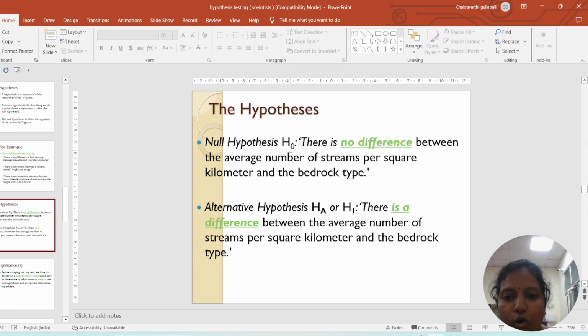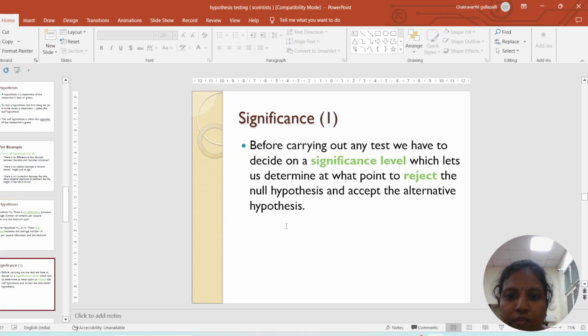The other one is the alternative hypothesis, and it is denoted by H1. Here we mention that there is a significant difference between the values or population means. And the other one is the significance value. Here we have to take the significance value, that value is a 5% or 1% level of significance.